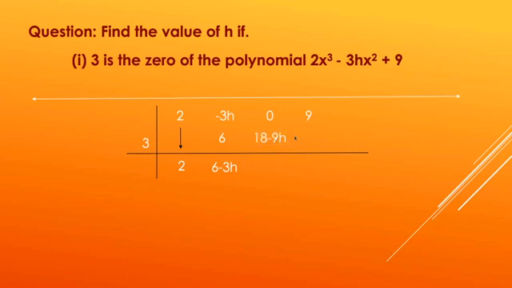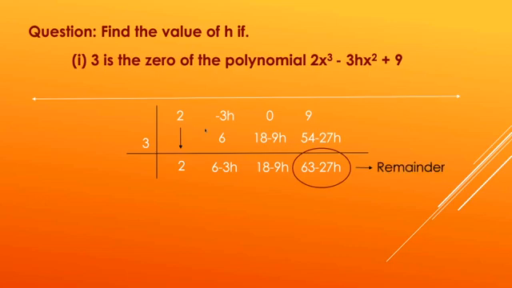We will write it here. Now after adding these two terms, again we will get 18 minus 9h. 18 minus 9h will be multiplied with 3 and the answer is 54 minus 27h, as 18 3s are 54 and 9 3s are 27. After adding 54 plus 9 is 63, minus 27h will be written as it is, as we know that it is remainder. 63 minus 27h is the remainder.